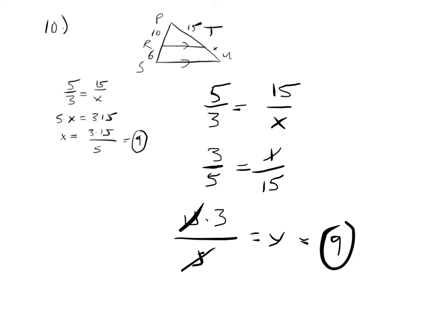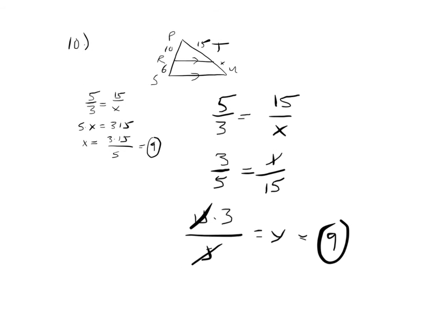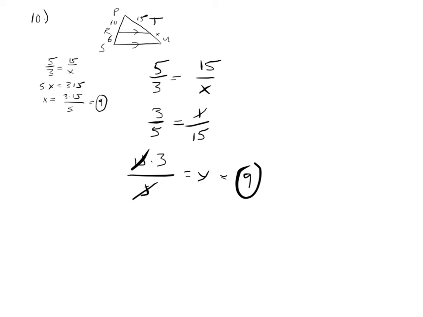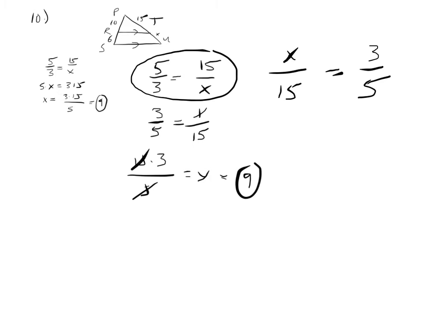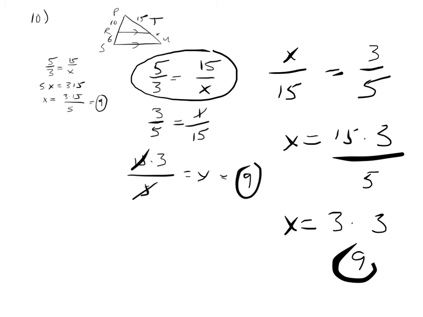I also could have said, when I set this problem up initially, I looked and I saw that I was wanting to solve for X. Now I went ahead just with my side splitter here and said 5 to 3 equals 15 to X, but I could have set up that side splitter differently right to begin with to get my X up top in a numerator, and simply go X to 15 equals 3 to 5, and then multiply both sides by 15 and I've got X. So X is 15 times 3 over 5. X equals 3 times 3 is 9.